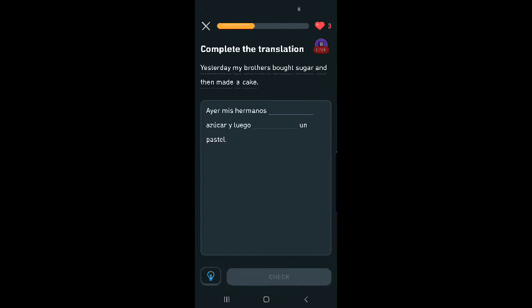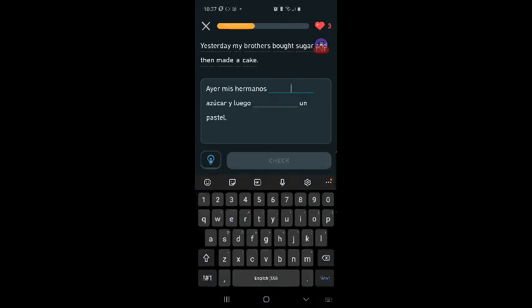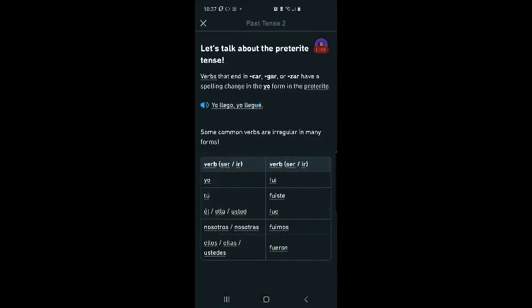No, I'm not. Ayer, yesterday, mis hermanos, my brothers, bought, that would be comprar, but I'm not sure how to do it. Okay, verbs that end in car, comprar, gar, or zar have a spelling change in the yo form in the preterite. Yo llegué, yo pagué, yo busqué. I don't know how to do this.